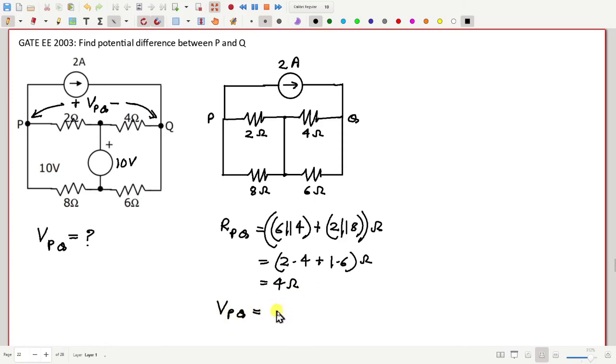It will be 8 volt. 8 or minus 8. See, this is how I have taken VPQ, right? Left side, minus 8. Yes, sir, minus. So minus 8.